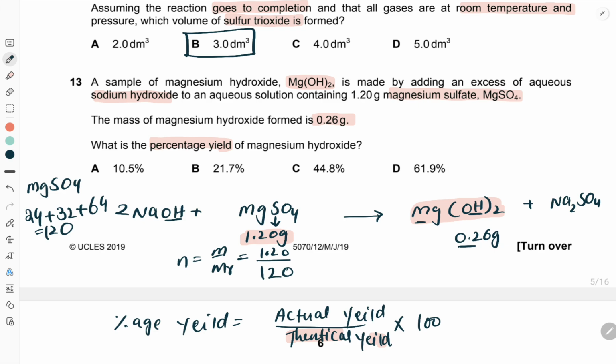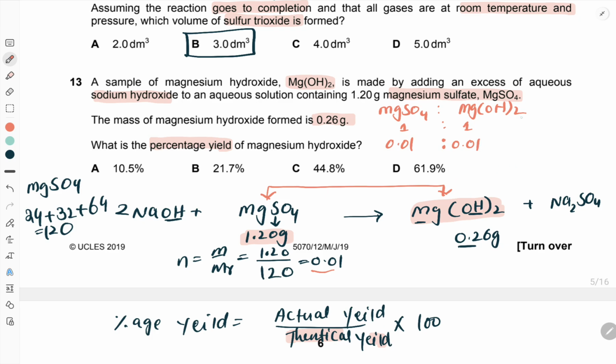Now you can find the moles. 1.20 divided by 120. The moles which you get is 0.01 mole. Now you can apply the mole ratio between magnesium sulfate and magnesium hydroxide. The mole ratio is 1:1. If you have 0.01 mole of this, you will definitely have the same moles of magnesium hydroxide.